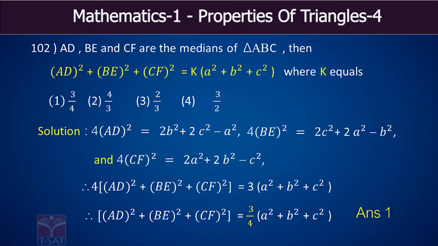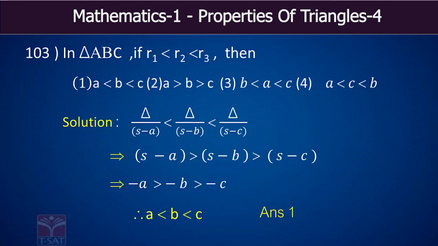And 4BE square is 2C square plus A square minus B square, and 4CF square is 2A square plus 2B square minus C square. So therefore, adding, you will get 4 into (AD square plus BE square plus CF square) is equal to 3 into (A square plus B square plus C square). So option number 1.